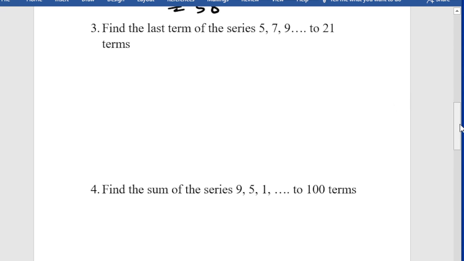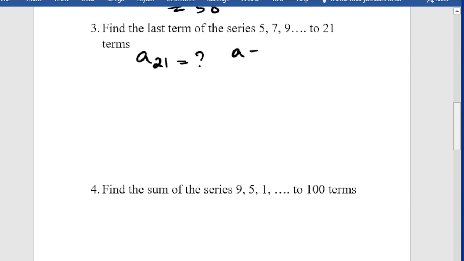And find the last term of the series 5, 7, 9, etc. to 21 terms. So totally there are 21 terms in the given series. We need to find the last term. The last term is nothing but the 21st term. Okay. So, how to find the 21st term? We have to find what is A21.